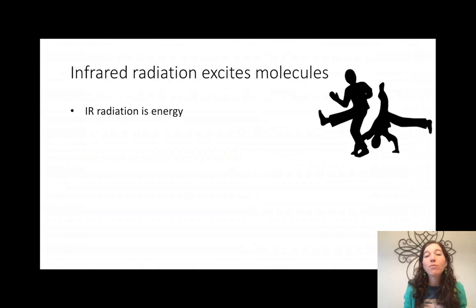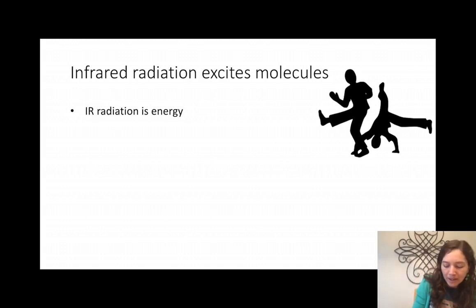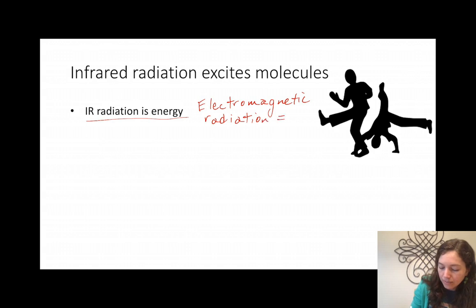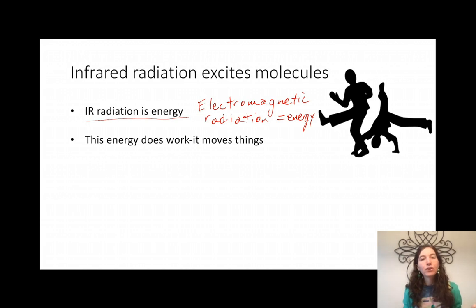So let's take a look at how infrared interacts with molecules. Because this is not high enough energy to break chemical bonds, it does something else. IR radiation is energy. Everything we're talking about is electromagnetic radiation, and it is energy. So this energy, when it hits molecules, it does things to them.